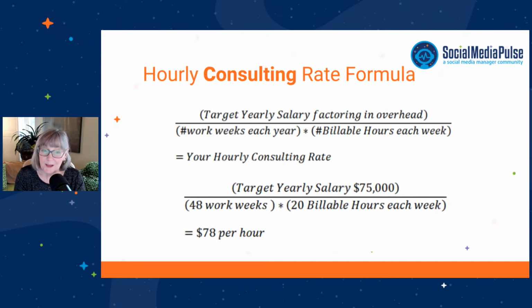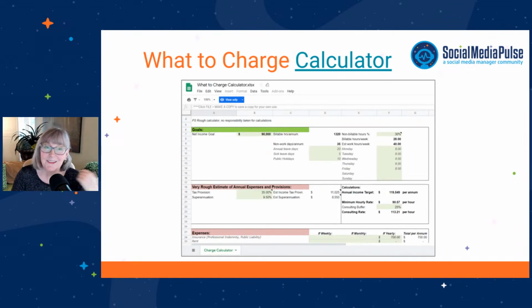Now, for example, if you want to bring in $75,000 net, you only worked 48 weeks a year and you only have 20 billable hours each week, then if every single one of those billable hours was a consulting rate, you would be charging $78 per hour for consulting. Now, this is actually very low for consulting, and I'll show you why in just a minute. But that's how you would do it, long form, DIY, on a piece of paper. Now, let's go to the calculator, shall we? Because I truly think the calculator is a much better way of doing this.